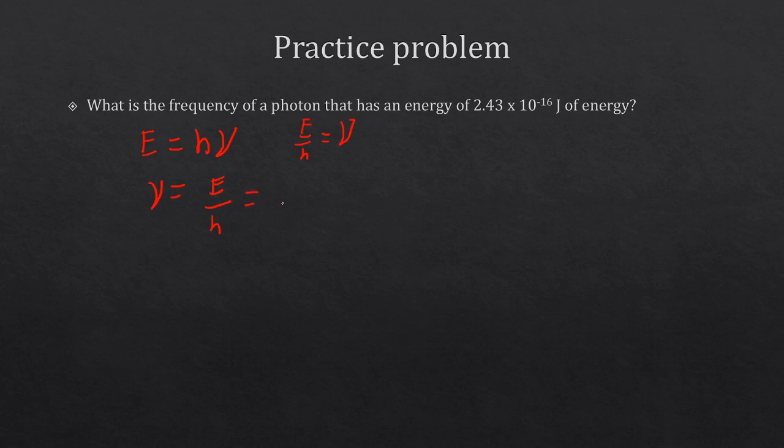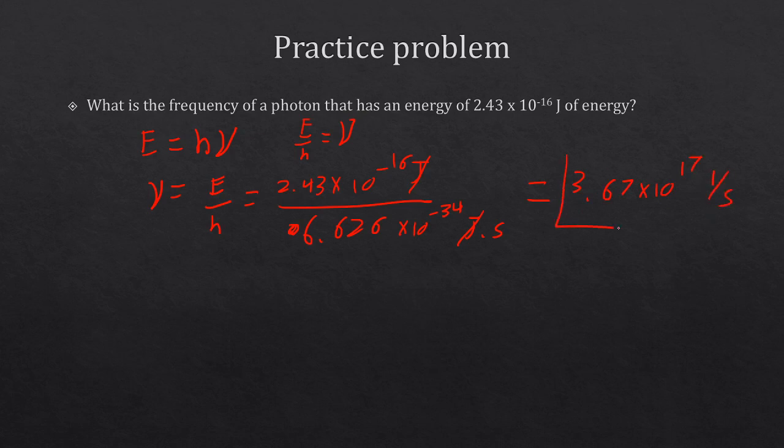So what this leads to, I plug in my values, and I have that the energy of a photon here is 2.43 times 10 to the negative 16th joules. I then know that Planck's constant is 6.626 times 10 to the negative 34 joules times seconds. My joules cancel, and if I plug all those numbers in, we'll get 3.67 times 10 to the 17th, 1 over seconds, which is the same thing as hertz, or s minus 1. And so again, it doesn't ask for a specific unit, so that would be perfectly fine.